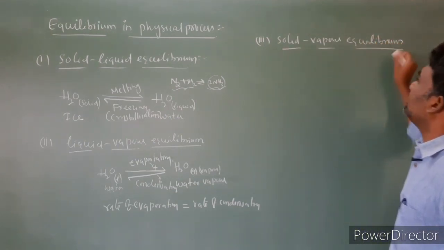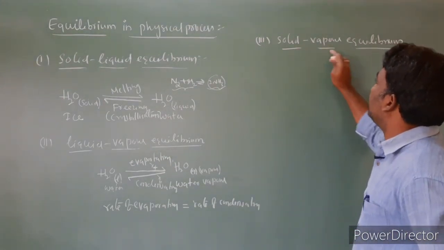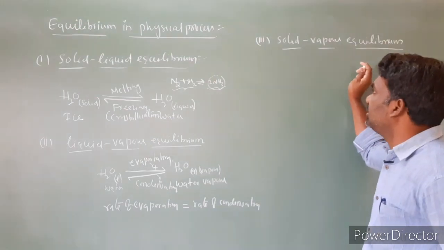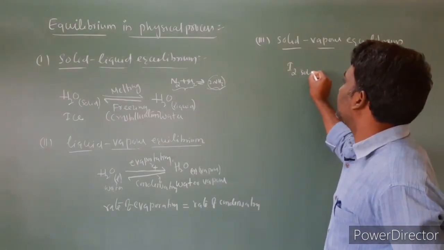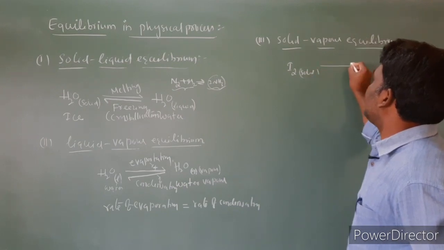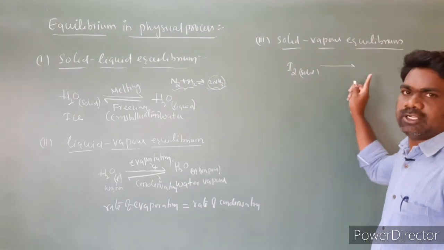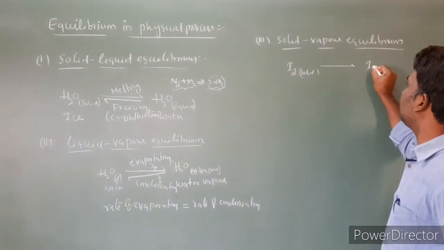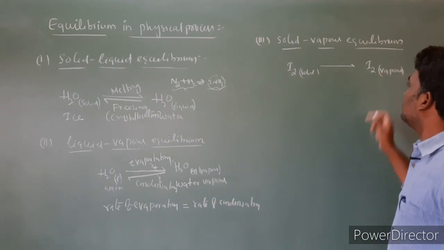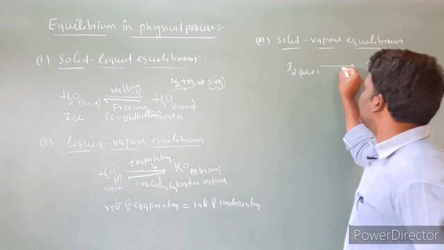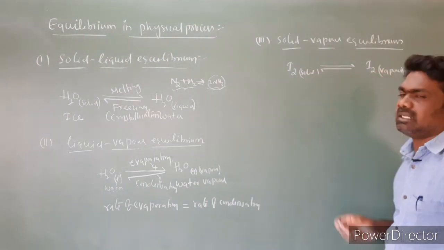Solid vapor equilibrium. Let us understand solid vapor equilibrium by taking an example. I am taking I2 solid, iodine in the form of solid. When the iodine is heated without touching the liquid state, iodine directly converts into vapor state. So we will get I2 in the form of vapor, not liquid. In turn, if the vapors are cooled, the I2 converts into solid form. So this is an example of solid vapor equilibrium.